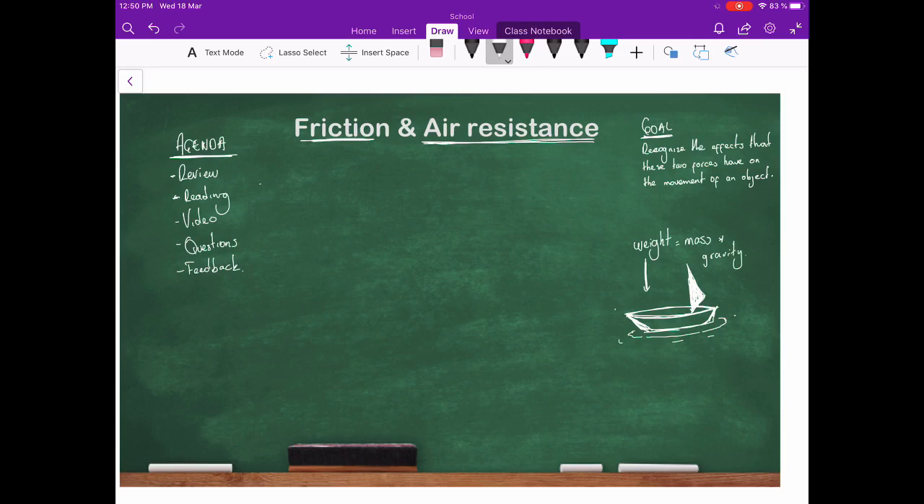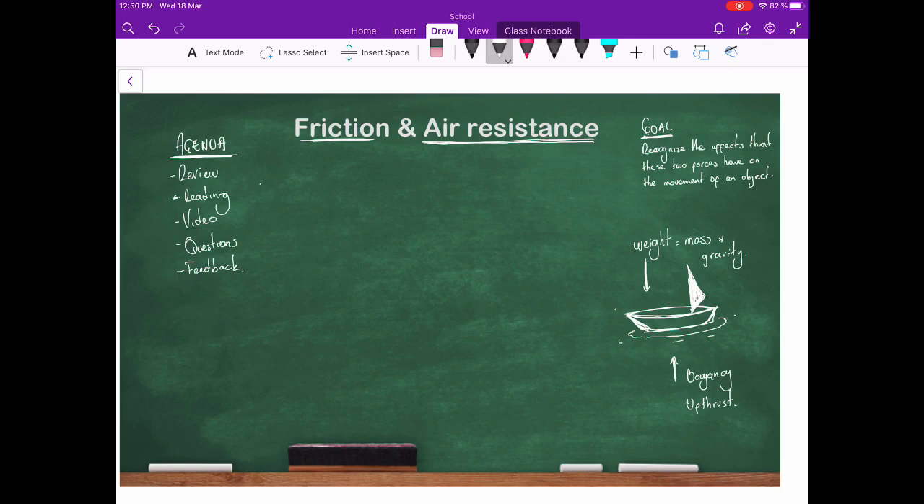But there is another force acting on the boat. That is the force of the water that is pushing up the boat. In this case, we can call it the buoyancy force or the upthrust force.